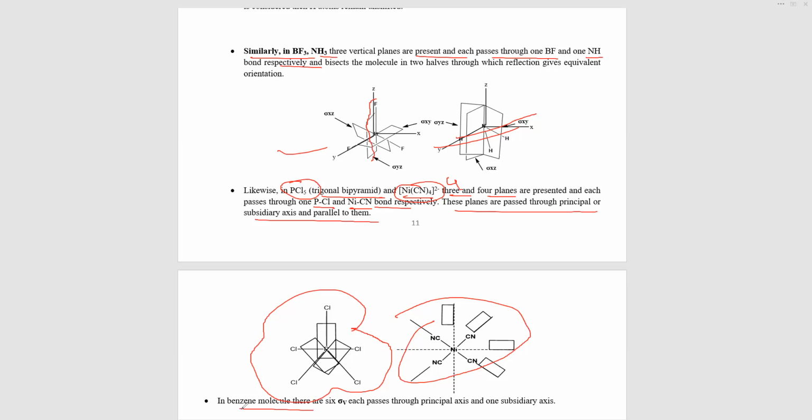In the benzene molecule there are 6 sigma v planes that pass through the principal axis and a subsidiary axis. For example, this is the benzene molecule. If we consider the benzene molecule, this is one vertical plane, this is the second vertical, this is the third vertical, this is the fourth vertical, fifth and sixth. So there are six vertical planes present in the benzene molecule.